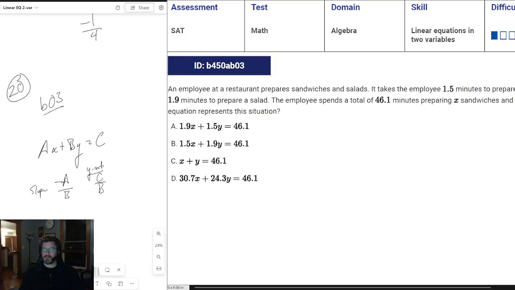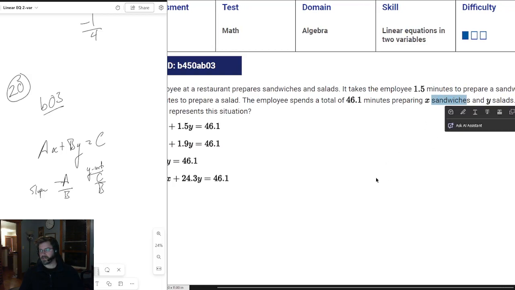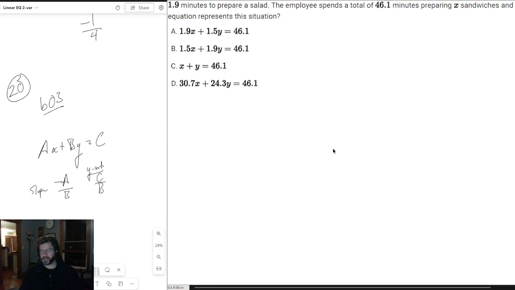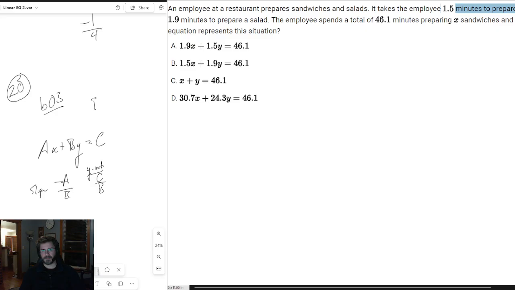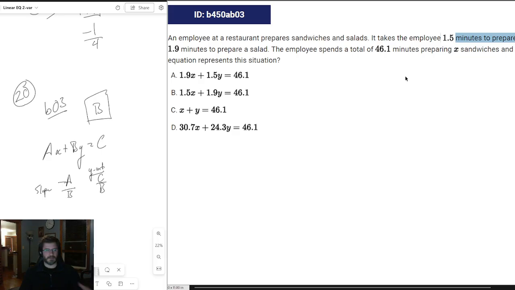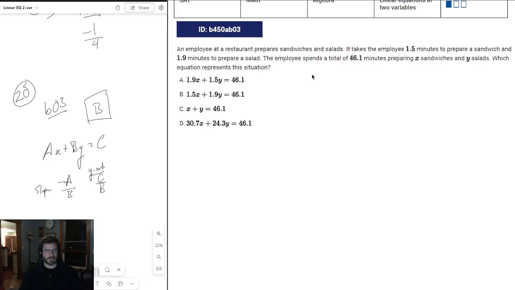I could also think about the coefficients here. Each of the coefficients on x, the number in front of the x, is different: 1.9, 1.5, 1, 30.7. So if I just find what number is supposed to be multiplied by x, we're done. So let's find it. If x is the number of sandwiches, how many minutes are supposed to be for each? So 1.5 minutes for a sandwich. So it's got to be B. Don't overthink it. We can kind of ignore the rest of it. Don't really need any of it. If it helps you to read the rest of it, go ahead and feel free to do so.